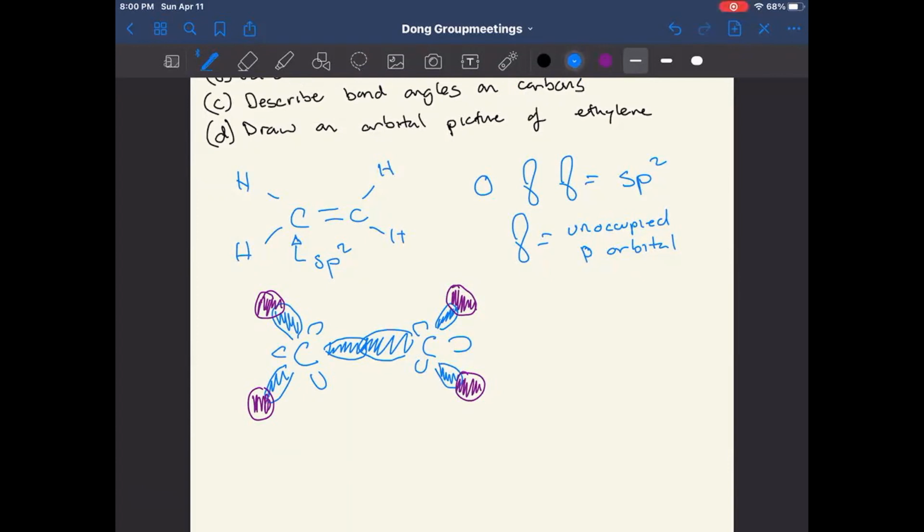However, ethylene has a double bond. So what makes up the other pi bond is going to be these two unoccupied p orbitals on carbon. So to draw those, we kind of just draw them up. And for these, they have to be in phase as well. And that is your orbital picture for ethylene.